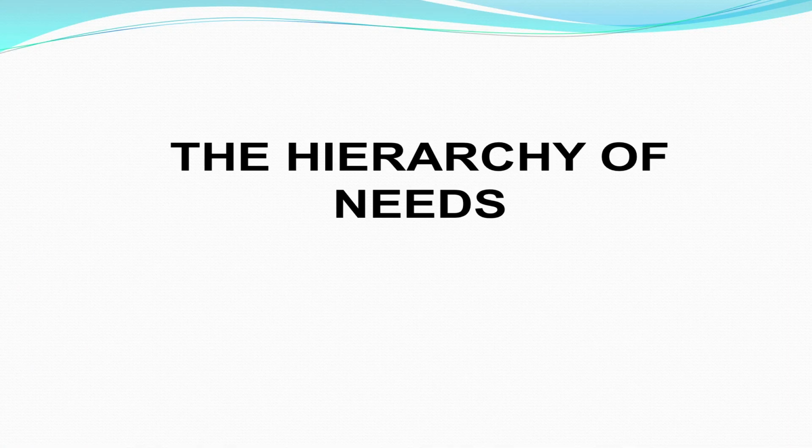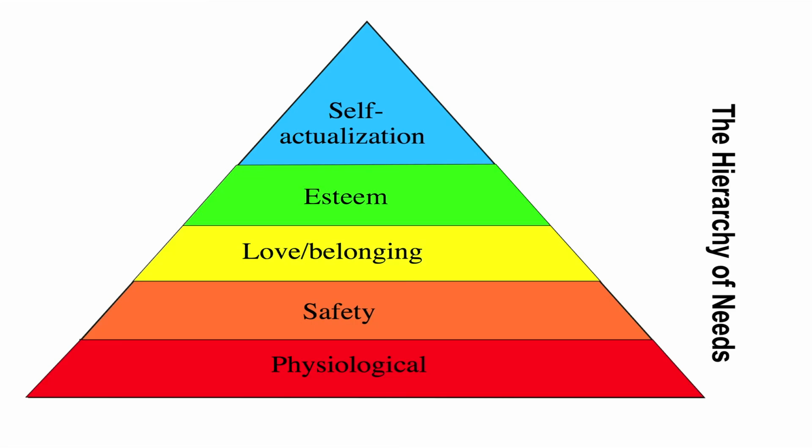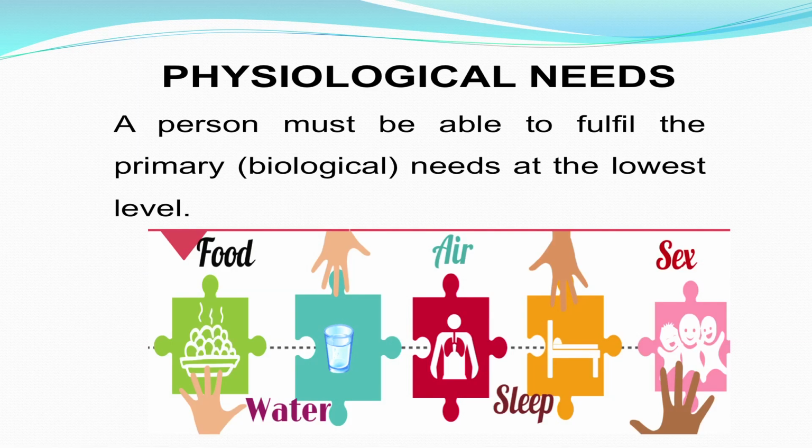Now, we will look into the hierarchy of needs. According to psychologist Abraham Maslow, there are several levels of needs that each person must strive to meet before he or she can achieve the highest level of personal fulfillment. Thus, a person must be able to fulfill the primary biological needs at the lowest level as indicated.